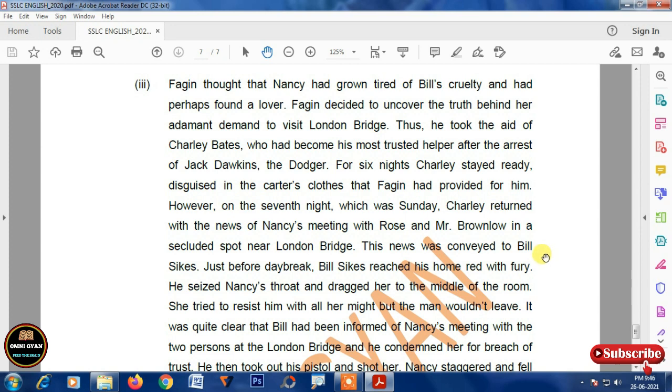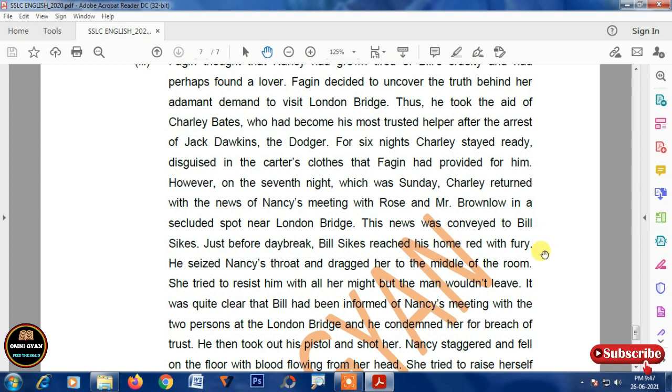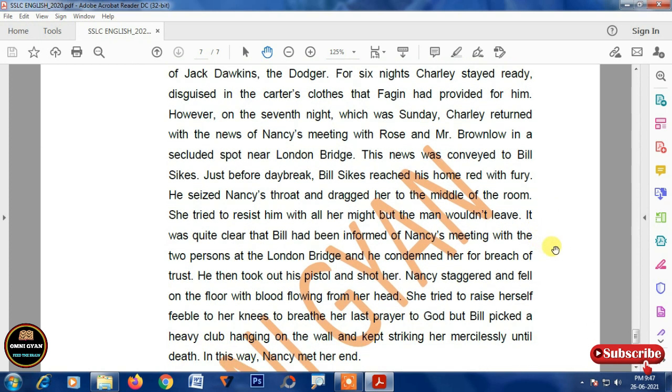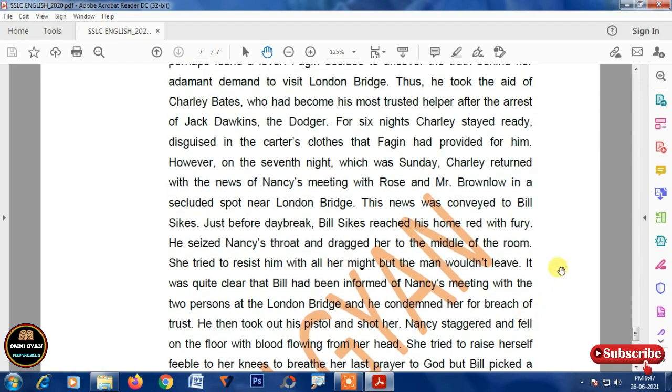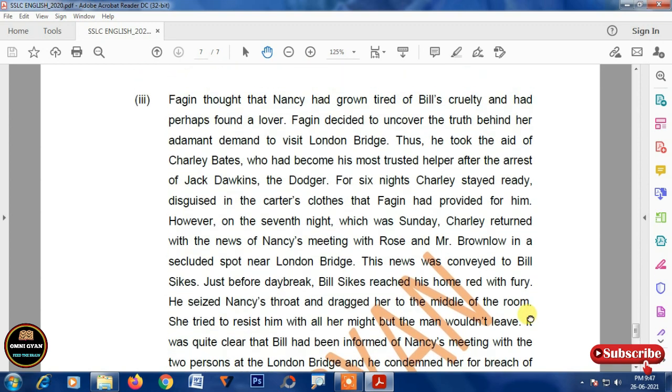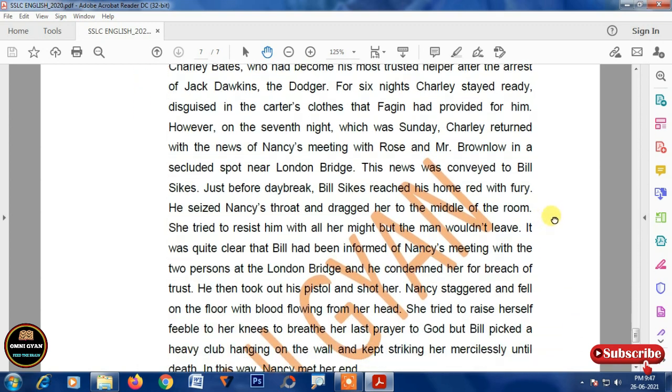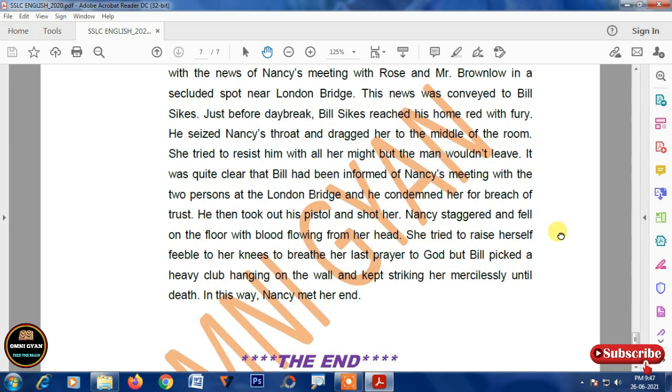How Jack Dawkins was arrested, how Charlie Bates, Fagin sent Charlie Bates to follow Nancy and find out if she had made another lover, fed up of Bill Sikes, because Bill Sikes was quite a criminal-minded type, and not only that, he was sort of, how to put it, atyachari. Very harshly handled Nancy always. Okay, so I'll just scroll, you can pause.